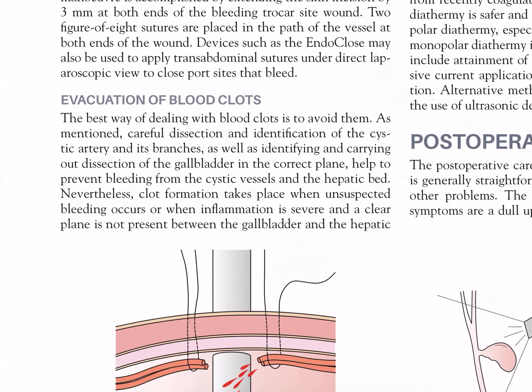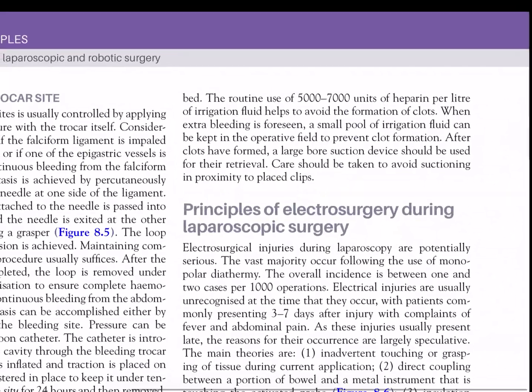The best way of dealing with blood clots is to avoid them. As mentioned, careful dissection and identification of cystic arteries and its branches, as well as identifying and carrying out dissection of the gallbladder in the correct plane, help to prevent bleeding from the cystic vessels and the hepatic bed. Nevertheless, clot formation takes place when unsuspected bleeding occurs or when inflammation is severe and a clear plane is not present between the gallbladder and the hepatic bed.